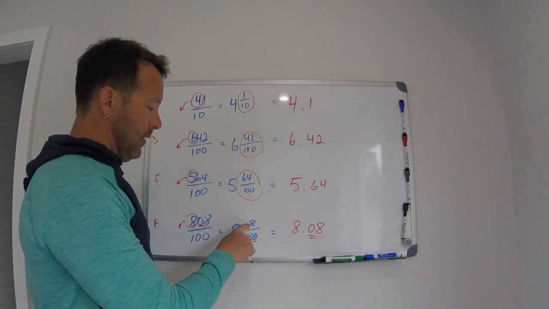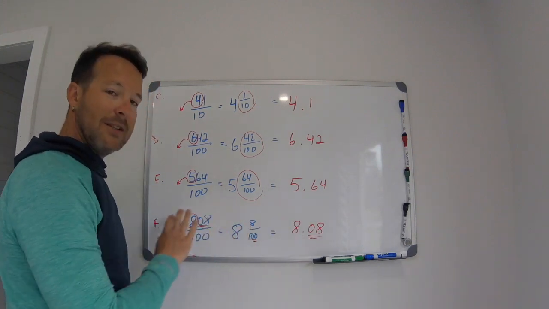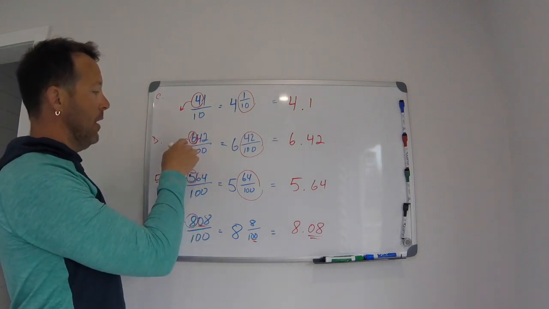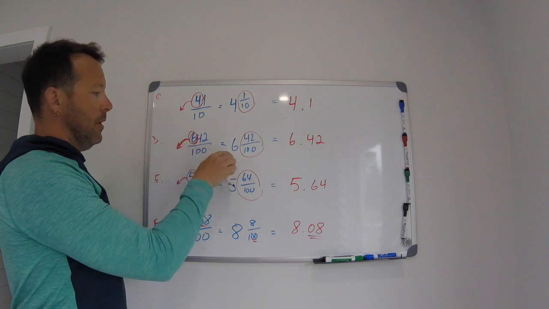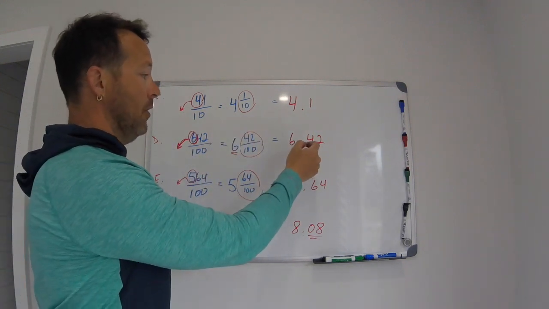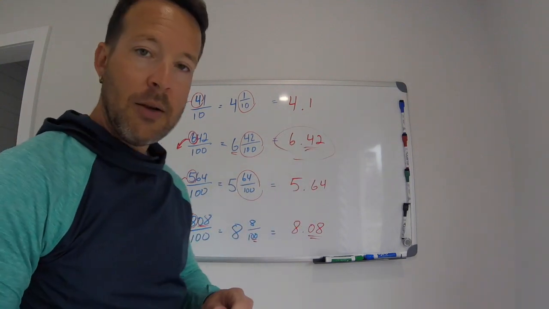Okay, so that's the only one I can see being a little bit confusing, but the method is the same for all of these. Take the number, the first number, and take it out. It becomes your whole number. Okay, you're left with your fraction, convert it into a decimal, and you have your answers. Okay, let's move on. Question 8.